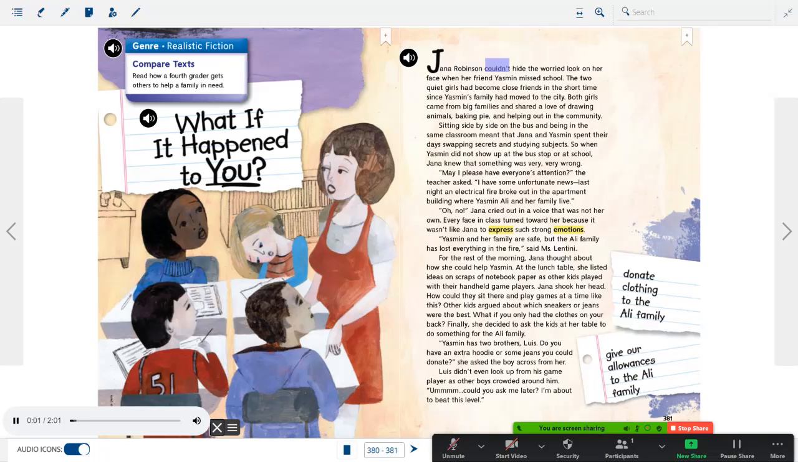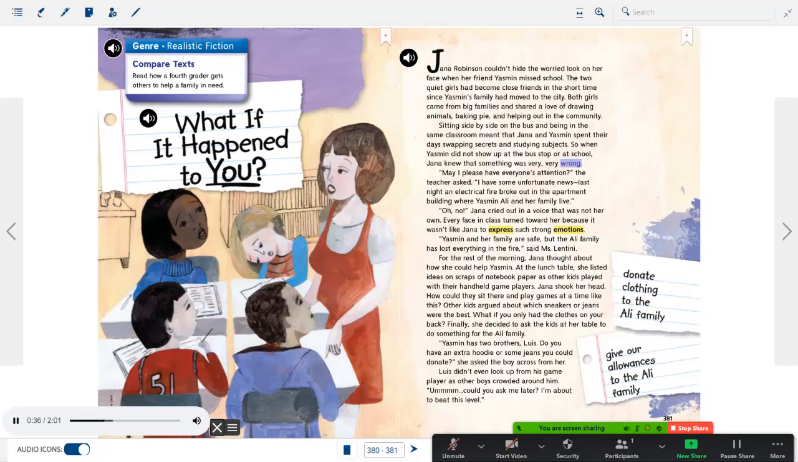Jana Robinson couldn't hide the worried look on her face when her friend Yasmin missed school. The 2 quiet girls had become close friends in the short time since Yasmin's family had moved to the city. Both girls came from big families and shared a love of drawing animals, baking pie, and helping out the community. Sitting side by side on the bus and being in the same classroom meant that Jana and Yasmin spent their days swapping secrets and studying subjects. So when Yasmin did not show up at the bus stop or at school, Jana knew that something was very, very wrong.